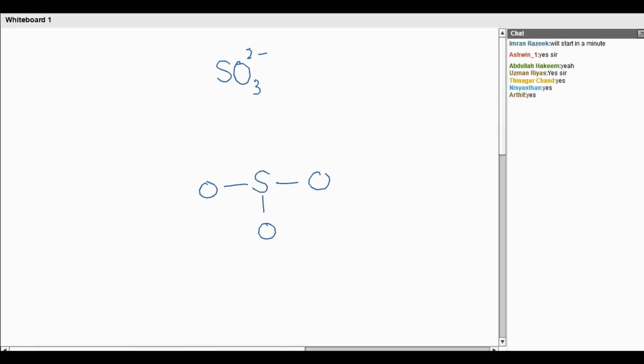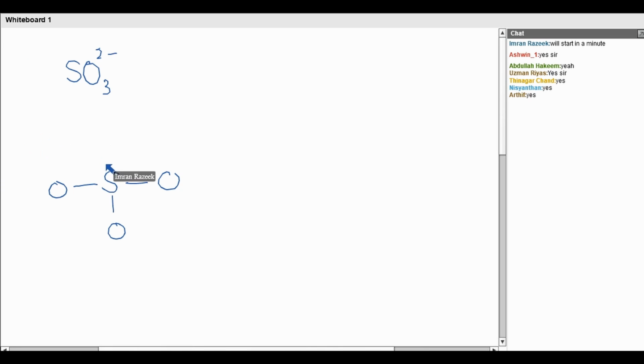Now what is the central atom? The central atom is the one which has the least electronegativity. The least electronegative atom is referred to as the central atom. Now we discussed in the previous lesson how the electronegativity values change down the group and across the period. Down the group, the values decrease. Across the period, it increases.